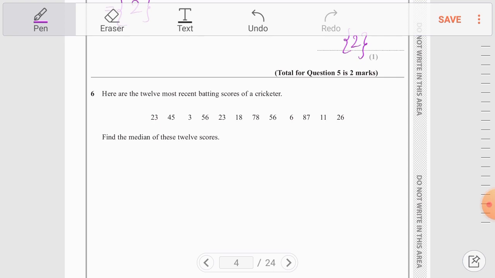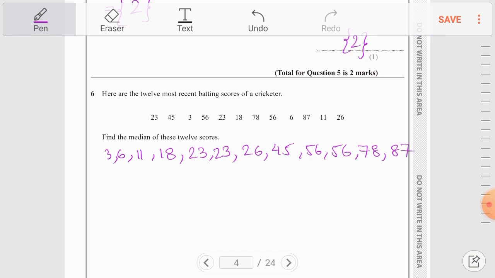Question number 6. Here are 12 most recent batting scores of a cricketer. Find the median of these 12 scores. Okay, so at first we need to arrange these numbers in order. So from smaller to larger order. So it would be 3, 6, 11, 18, 23, 23, 26, 45, 56, 56, 78 and 87.